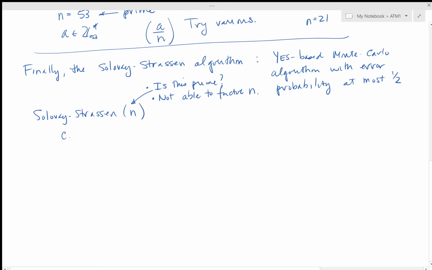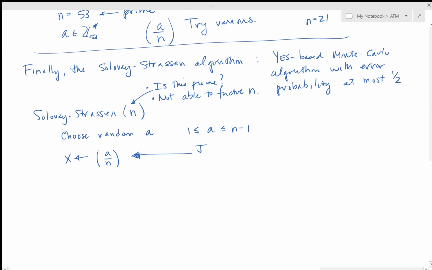Okay, so we're going to choose random A. This is exactly what we were looking at above. Choose random A, where A will be between 1 and n minus 1. Okay, so we're going to choose this random value of A. We will compute the Jacobi symbol, so X will be assigned the value of the Jacobi symbol. Now this step right here must be computed efficiently, and that means without factoring. And we learned how to do that using the features of the Jacobi symbol. And the key to that is the quadratic reciprocity.